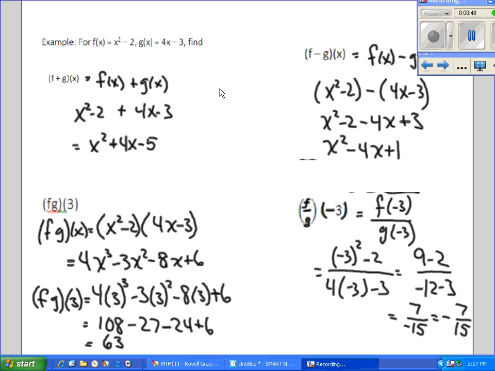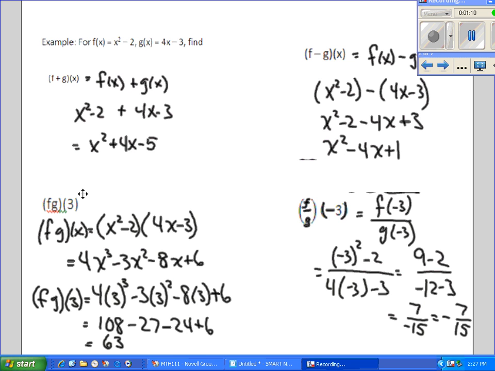For example, f of x equals x squared subtract 2. g of x is 4x subtract 3. We can add the two functions together and get a new function. We can subtract the two functions from each other. With subtraction, you want to be careful. Make sure you're distributing the subtraction all the way through, so we'll get a plus 3 here, and then combine like terms to simplify.